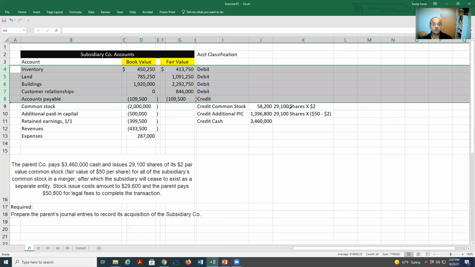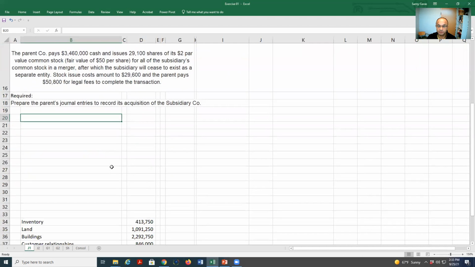And here we need to know that the parent company issued 29,100 shares at a par value of $2. So the amount that will go to the common stock is 58,200. And the difference between the fair value 50 and the par value 2, $48 multiplied by the number of shares, we get the additional paid-in capital account of $1,396,000 (rounded), and then the cash payment $3,460,000. Based on that, we make the following journal, which I put here.